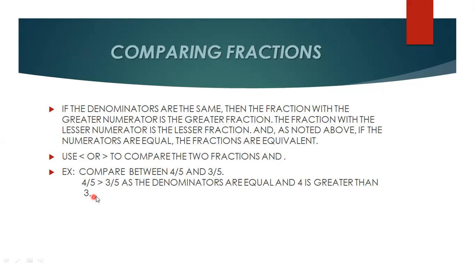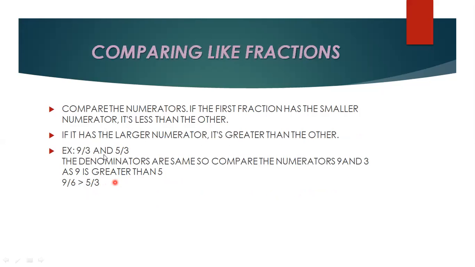Now look at the example, 4 by 5 and 3 by 5. Here the denominators, 5 and 5, are the same. So now you have to compare the numerators 4 and 3. We know that 4 is a bigger number and 3 is a smaller number. So 4 by 5 is greater than 3 by 5, as the denominators are equal and 4 is greater than 3. This way we compare like fractions.